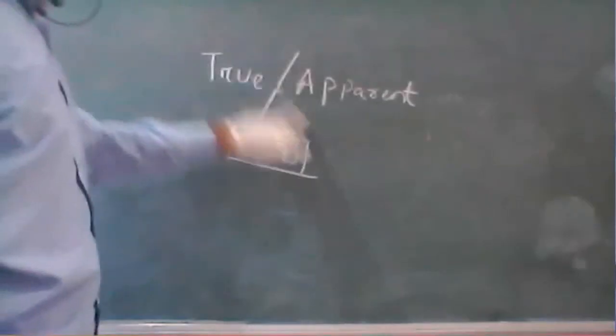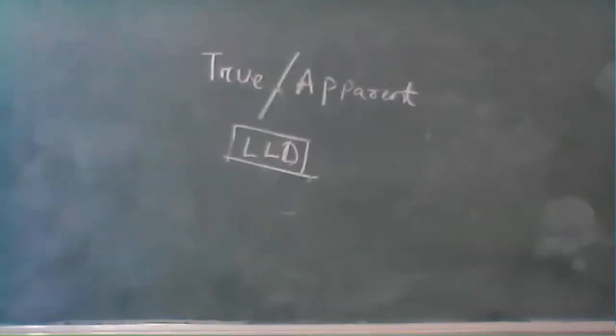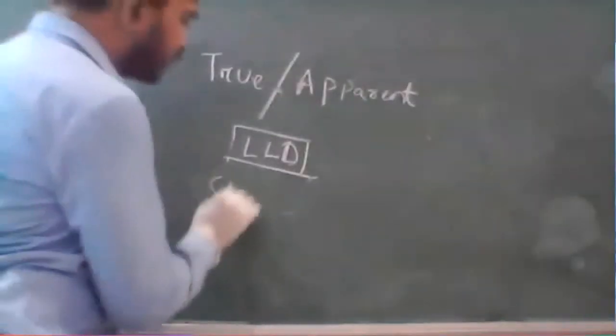So what do you mean by true LLD? We have already discussed it, but I am discussing it again. What is true LLD? It's not false. Okay, fine. But how will you get it? Because of the bones. Very good. There is shortening of the bone or lengthening of the bone on one side.